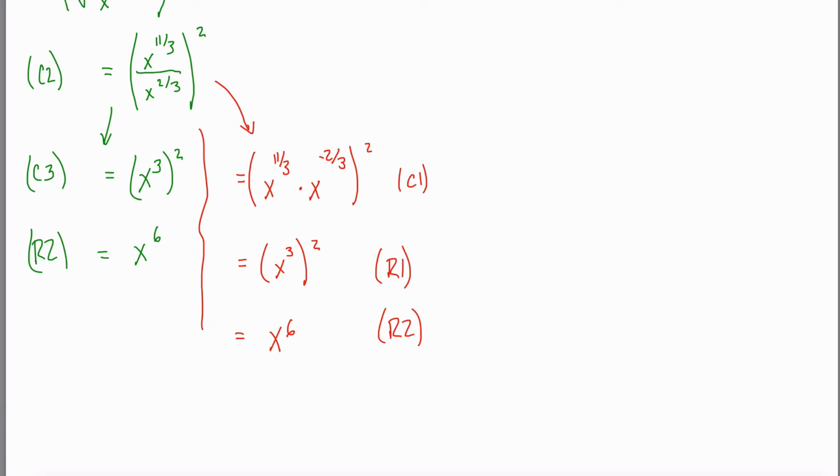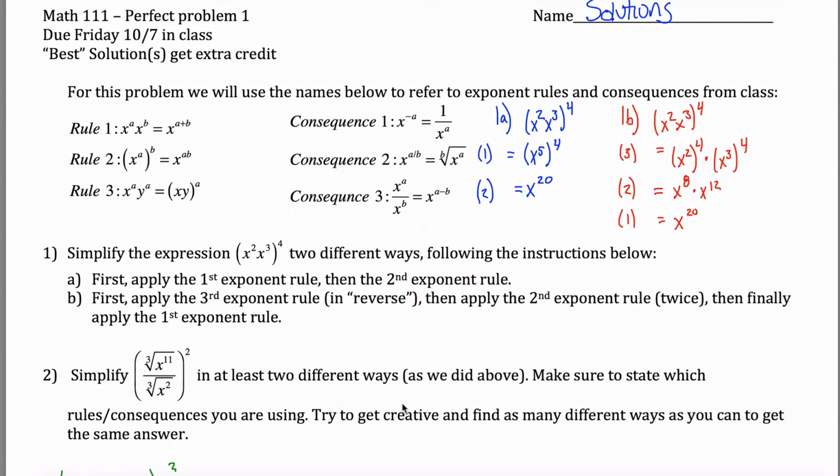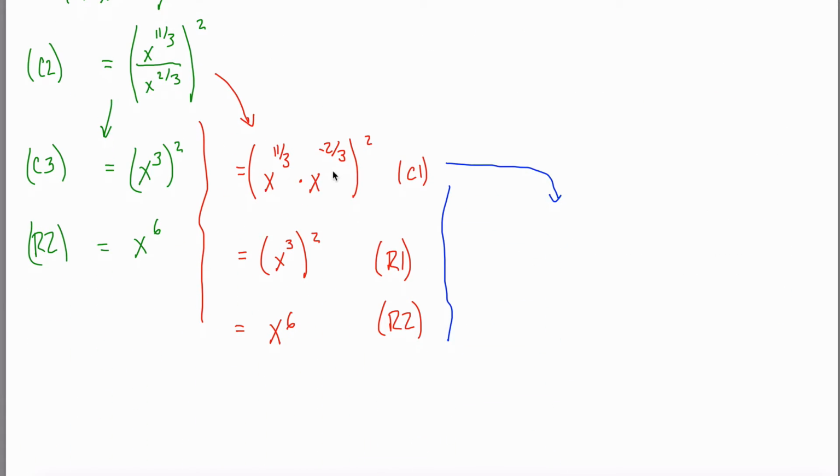So there's two different methods. I think the problem only asked for two, but I'm going to show you more ways you could do this if you were so inclined. At this step right here, if I didn't want to apply rule 1 and add those together, what I could instead do is apply rule 3 in reverse, if you want. I could rewrite this as, maybe I'll write it over here, rule 3. I could take this 2 and sort of distribute it down. So I get x to the 11/3 squared times x to the negative 2/3 squared.